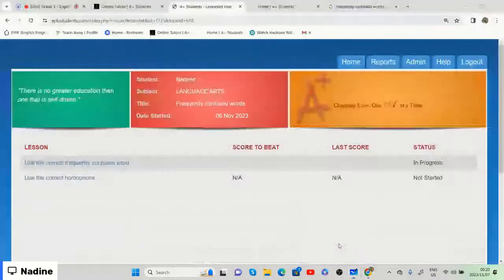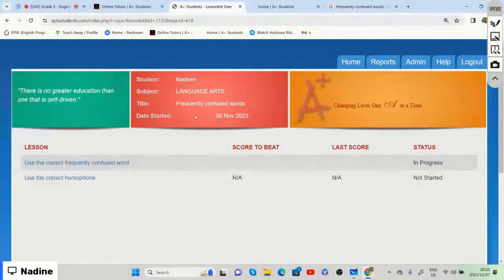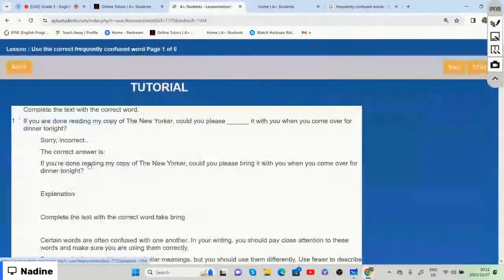All right, so now let's go to aplusstudents.ca, where the title is Frequently Confused Words. And we're going to the first lesson, which is to use the correct frequently confused word.